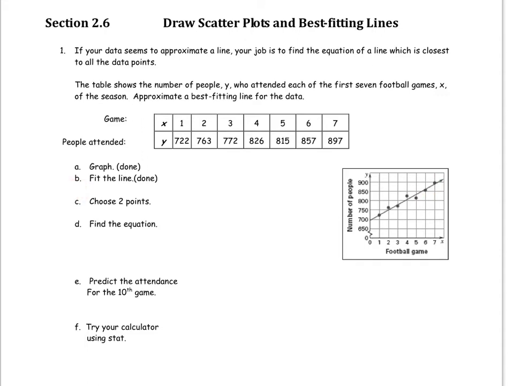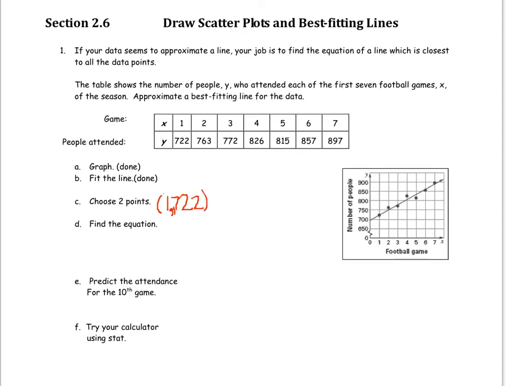B, fit the line. So they've already drawn a line in here. Now, our job here is we're trying to make a line of best fit. So in order to actually write an equation for this, we have to start by picking 2 points. So I'm going to pick 2 points that are on the line. If I look, my line looks like it goes through about this point, and that's the point 1, 722. So I'm going to use the point 1, 722 as one of my points.